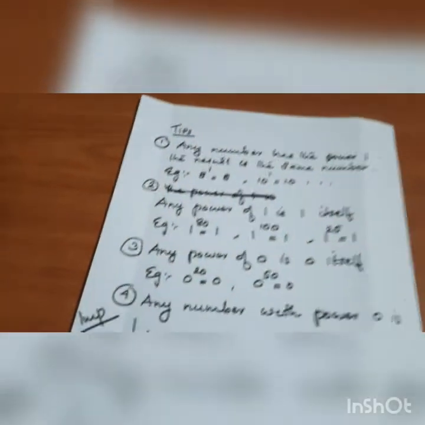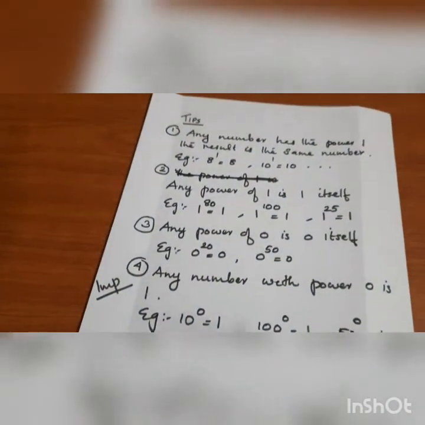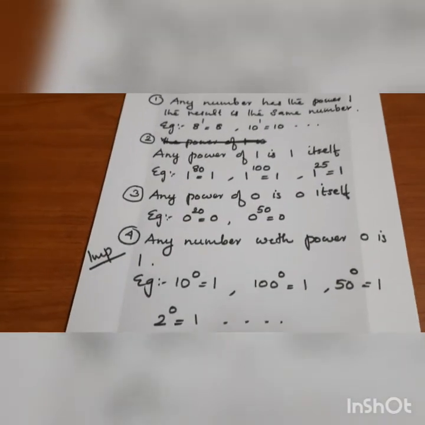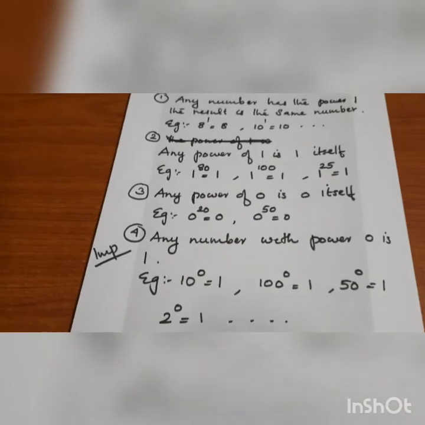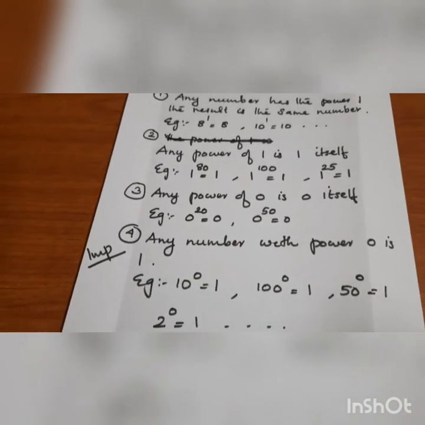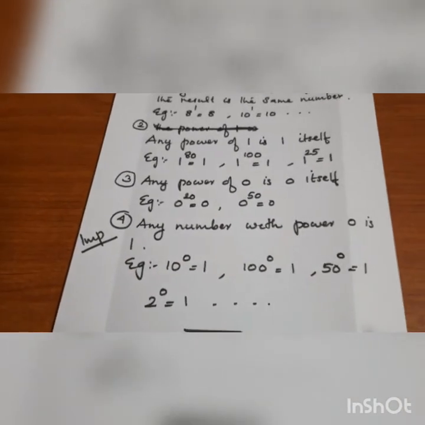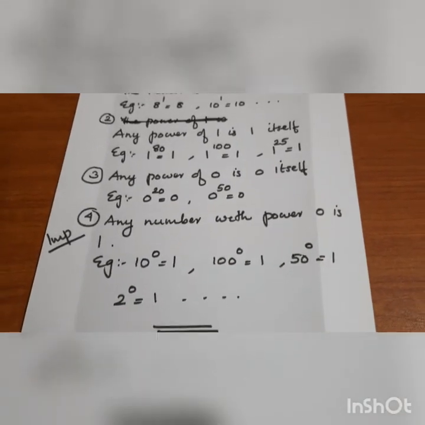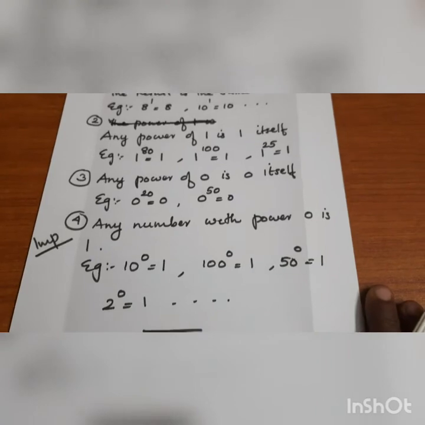And as a fifth point, if we write a number by itself, then its power is 1. 2 means 2 raised to 1, 100 means 100 raised to 1, etc. Okay, can you follow me? That's all about today's class.